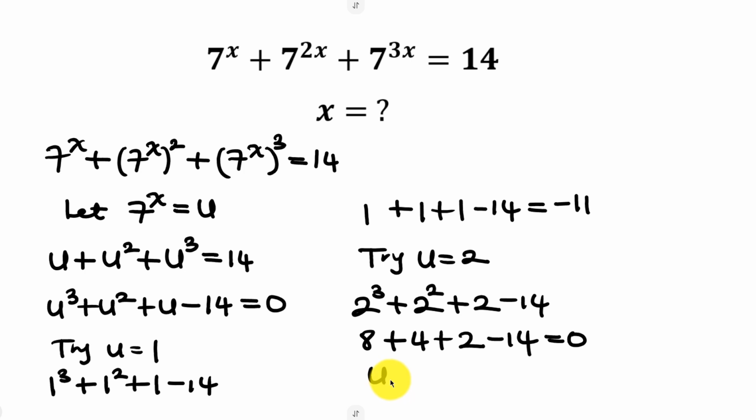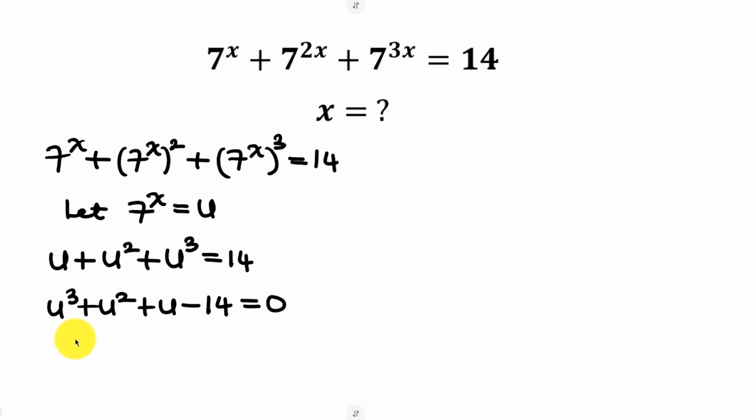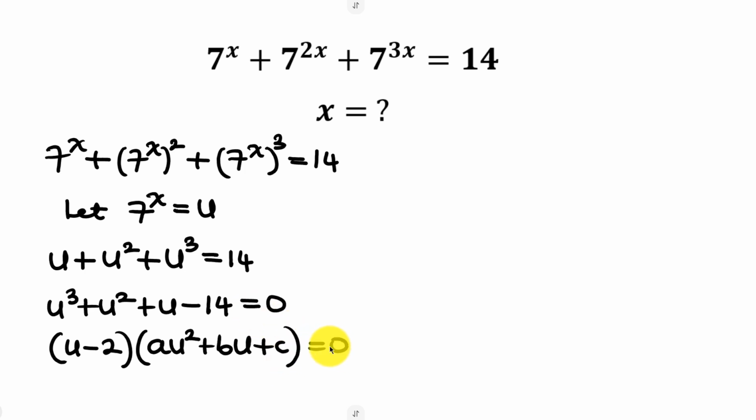So that means u minus 2 is a factor. Very good. So the factorization of our cubic equation will look like this. We have u minus 2 as the first factor, then the other factor will be in a quadratic form, which will be au squared plus bu and then plus c. Very good. And this is equal to 0. So our aim here is to find a, b, and c.